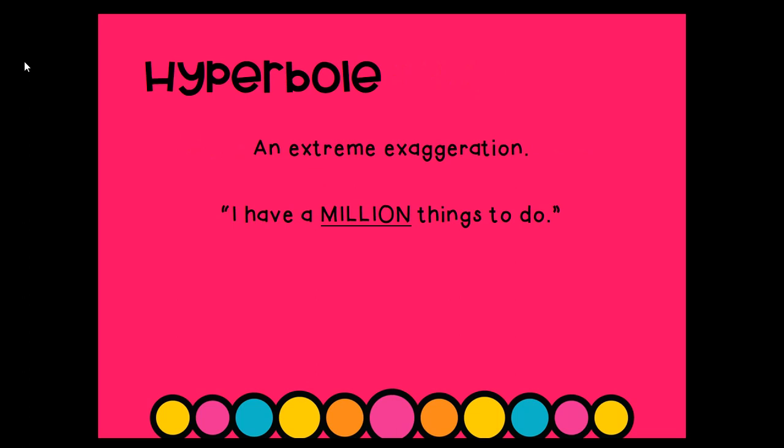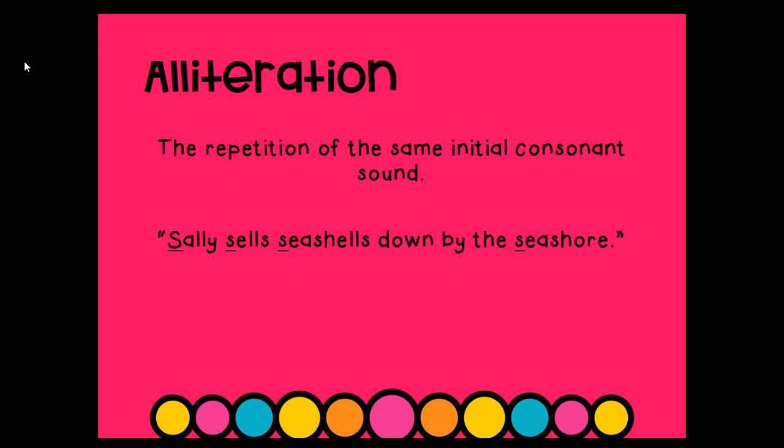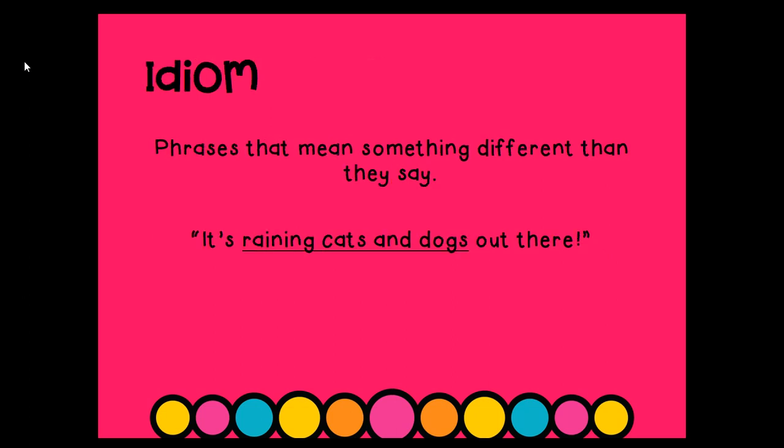Hyperbole is an extreme exaggeration. An example of this sounds like, oh, I have a million things to do. Alliteration is the repetition of the same initial consonant sound. A good example of this is, Sally sells seashells down by the seashore.